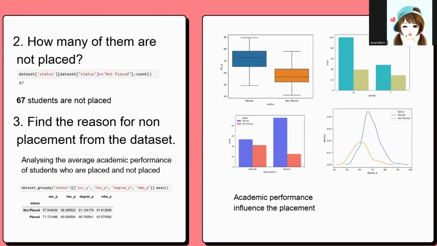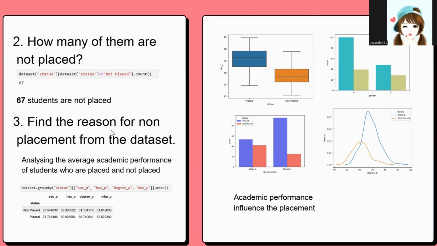Okay, now let's start the analysis. How many of them are not placed? To find the students who are not placed, I'm just using the status column. The status column says whether the students are placed or not. So using this code here, I'm just taking the count of the students who are not placed. That is 67 students are not placed.